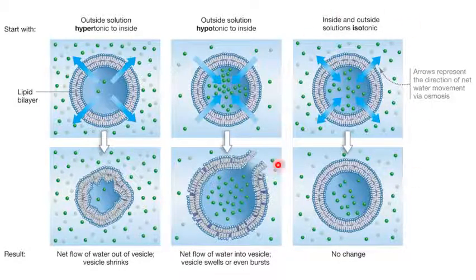In the third column, you have just an isotonic solution. So the amount of solutes outside the cell is the same as the amount of solutes inside the cell. Water is not going to be moving by osmosis in any direction, and you're going to end up with no change in the size of the cell. So in an organism, organisms are always trying to maintain an isotonic environment, where there's as many solutes outside the cell as there are inside the cell. Otherwise, there's going to be problems.